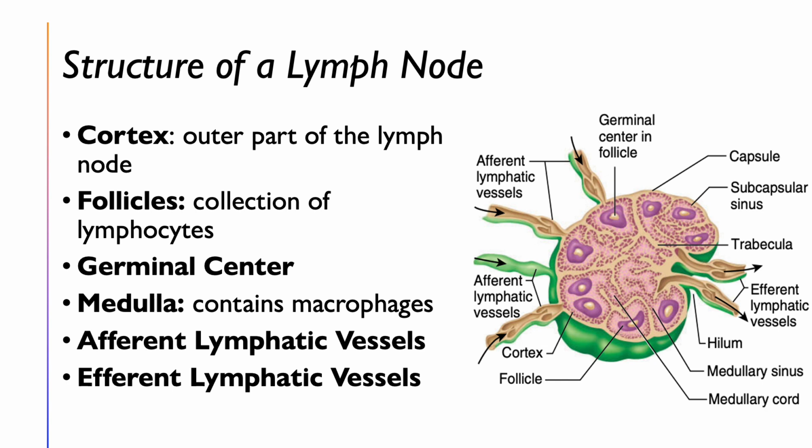The outer part of the node, which is called the cortex, contains collections of lymphocytes called follicles, many of which have dark staining centers called germinal centers. Phagocytic macrophages are found in the medulla. Lymph enters the convex side of a lymph node through the afferent lymphatic vessels and exits from the node via the efferent lymphatic vessels.